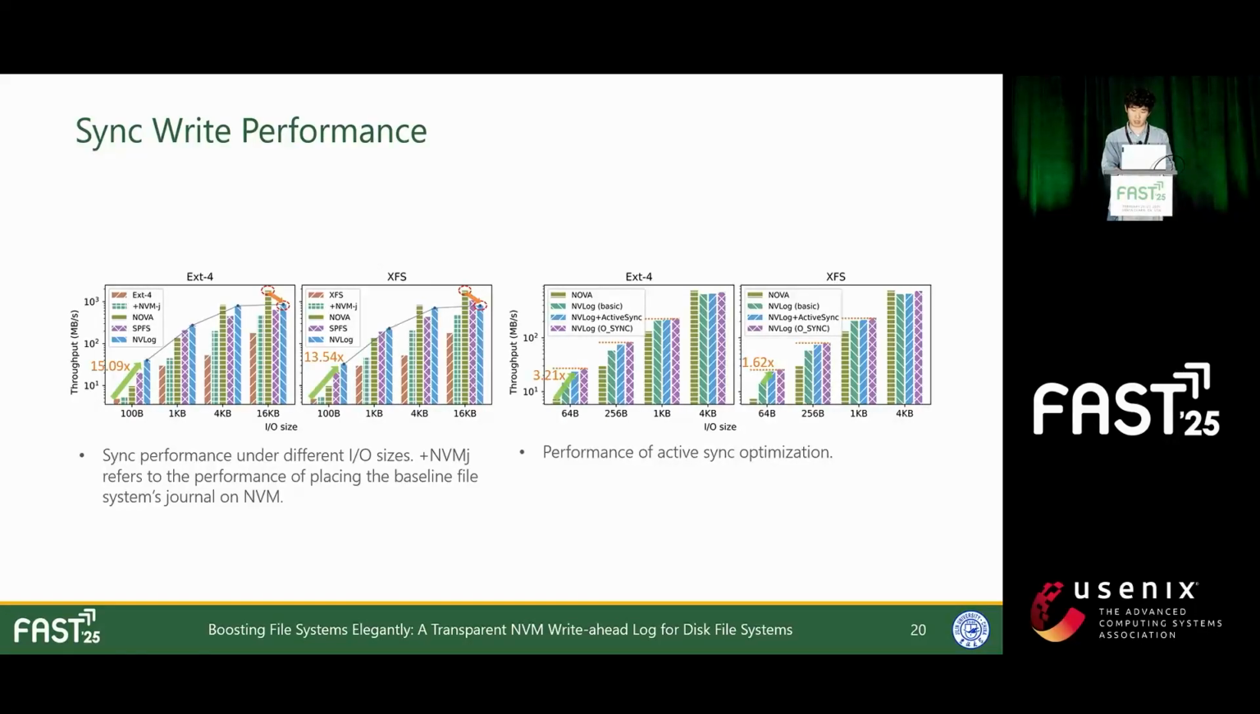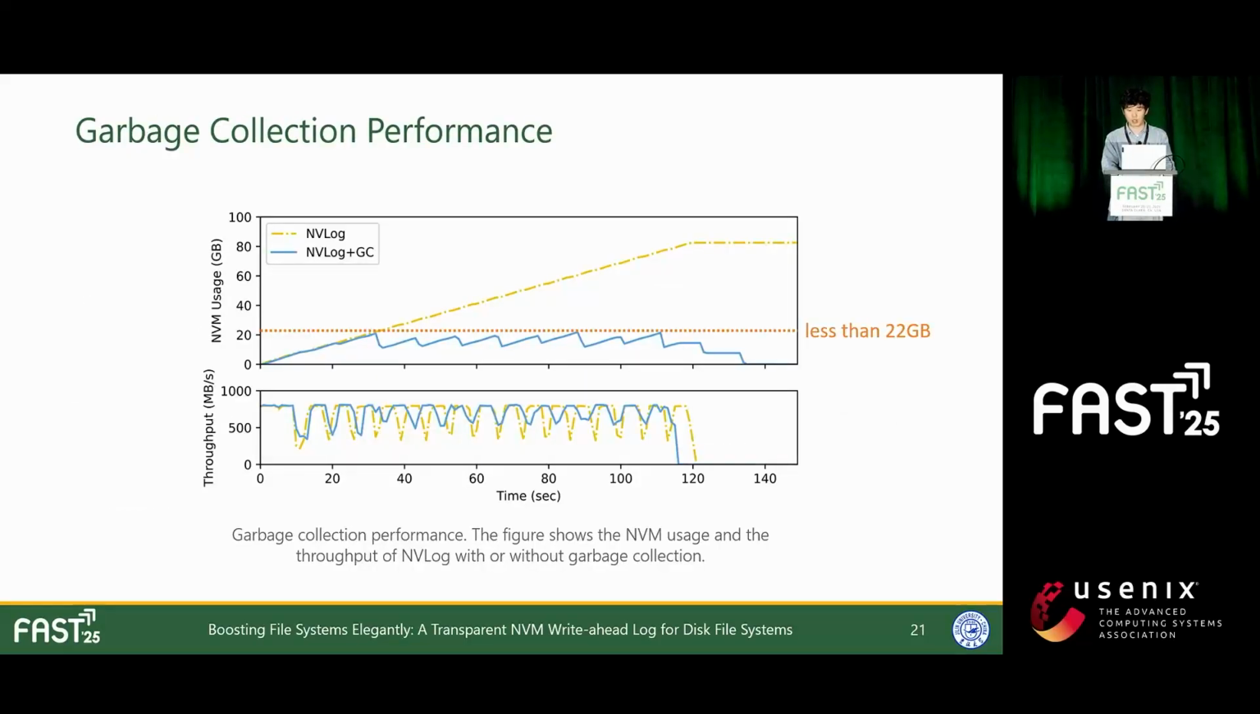However, we believe that applications that require purely large bulk synchronous writes are relatively rare. And therefore, sacrificing a bit of synchronous write performance for better async write and read performance should be worthwhile in a wider range of use cases. Next, we test the garbage collection performance. We can see that with the help of GC, NVLog only occupies a small amount of NVM space temporarily.